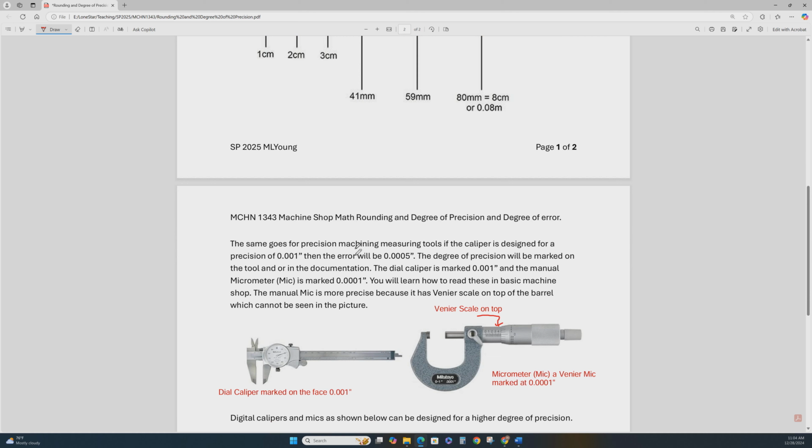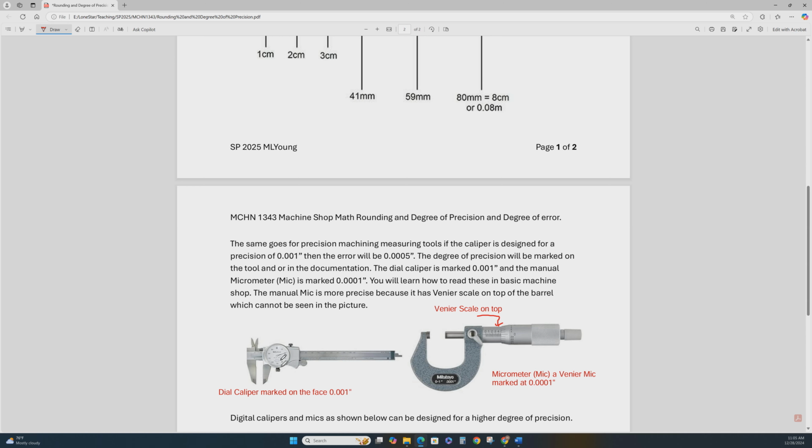Now, the same goes for precision machining measuring tools. If the caliper is designed for a precision of 0.001 inch, then the error would be 0.0005 inches, half of this. That's if you could see it. The degree of precision will be marked on the tool or in the documentation for the tool. In this case, you can't really see it here, but this dial caliper is marked on the face at 0.001, typical 1,000ths dial caliper.